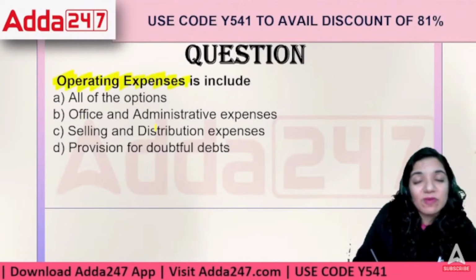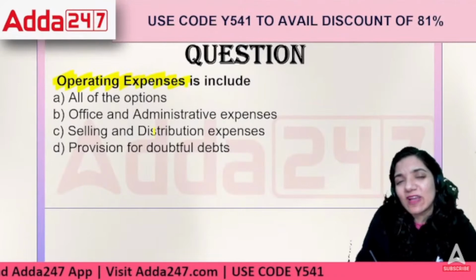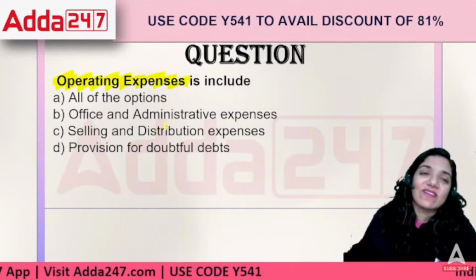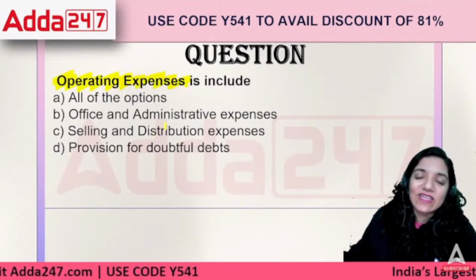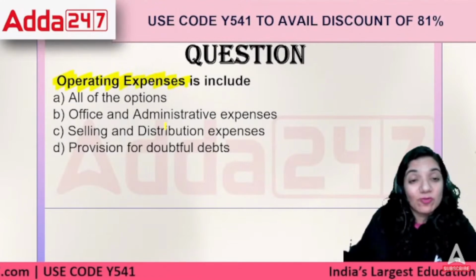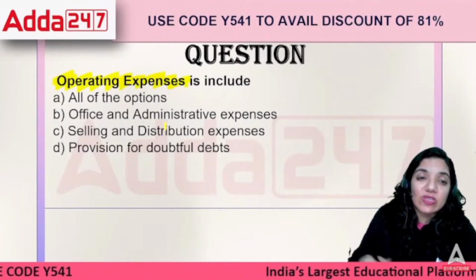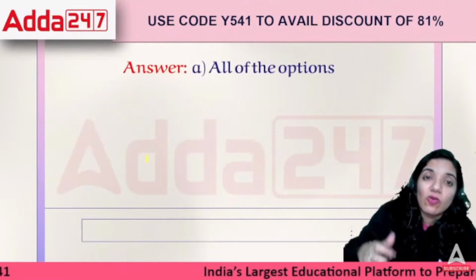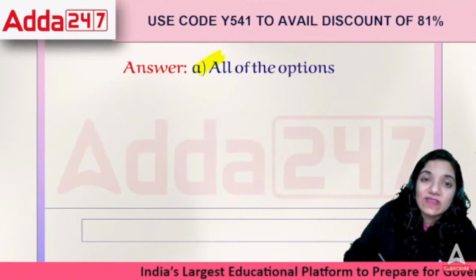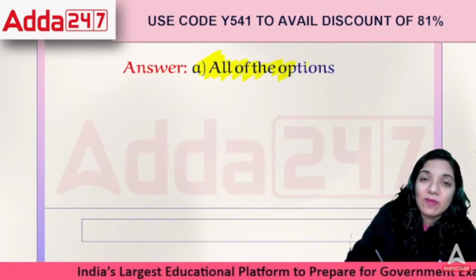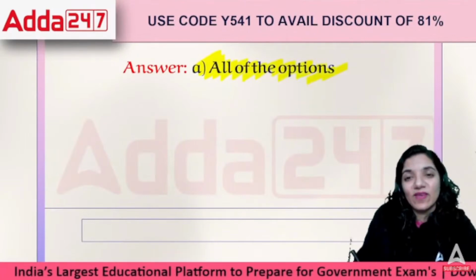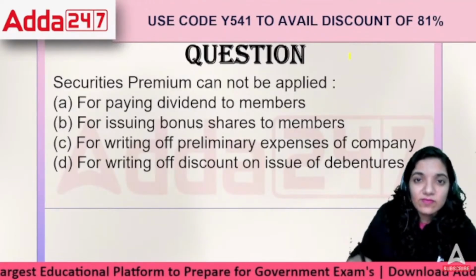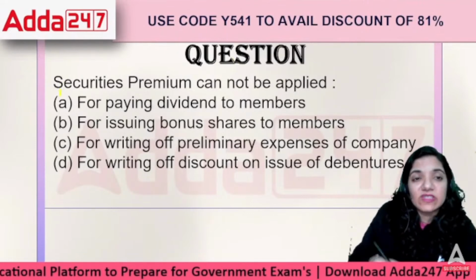So, office and admin people are required. Think about it. If we do not have the people who maintain a salary account, what will happen? The salary is definitely not coming into our bank accounts if they don't look forward to it. So, selling and distribution expenses and any provisions, these are all a part of it. The answer is all of the above. Right? Okay. Here comes the next question.